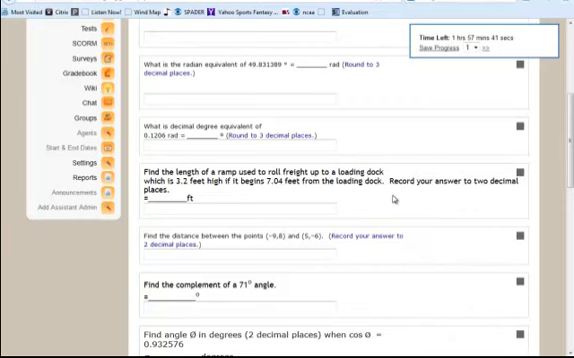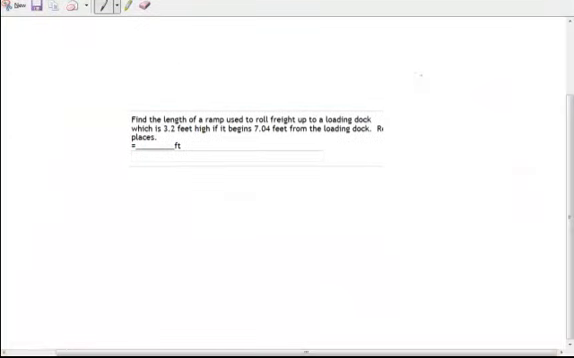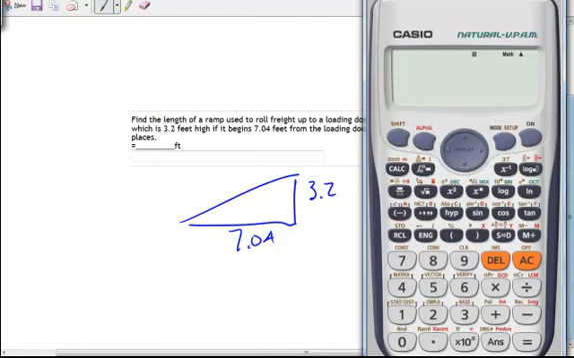Next one, find the length of a ramp used to roll freight up a loading dock. Okay, so we've got a loading dock that is 3.2 feet high, 7.04 feet out. And so we would use the calculator square root key. This is the Pythagorean theorem, 7.04 squared plus 3.2 squared. And then when you press equals, you will get your answer.